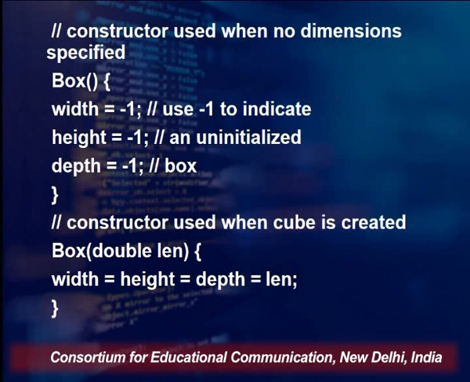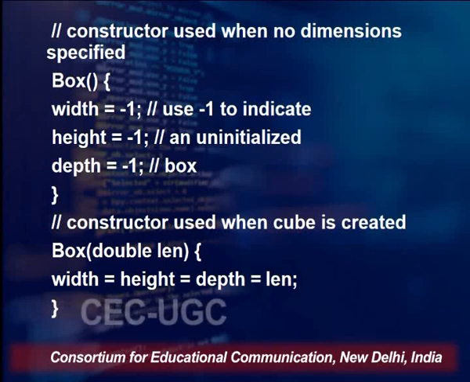And then at the third place, a similar constructor for whenever we want to create a cube. When I am talking about a cube, the width, height and depth are going to be equal. That means only one parameter is required, and the value of that one parameter will be given to all three variables, which are width, height and depth. And for that, where we want to create the cube, we have written a constructor Box with one parameter, let us say len or n, whatever you want, with the data type double, and that len is assigned to depth, height and width.